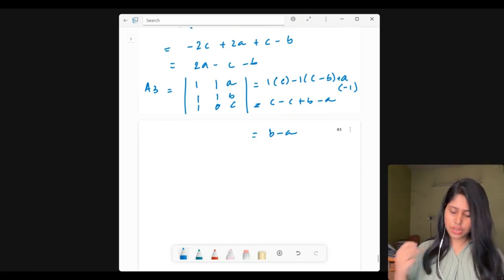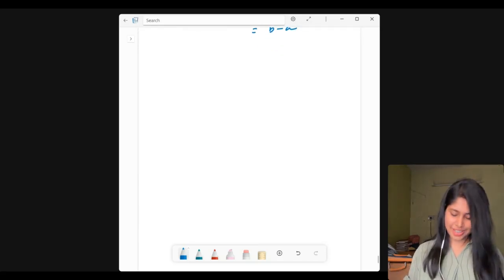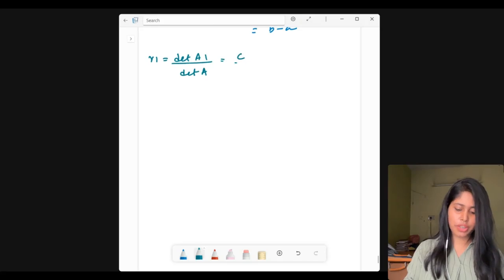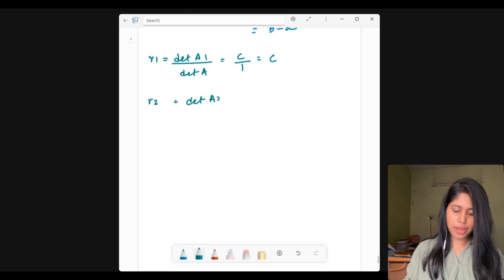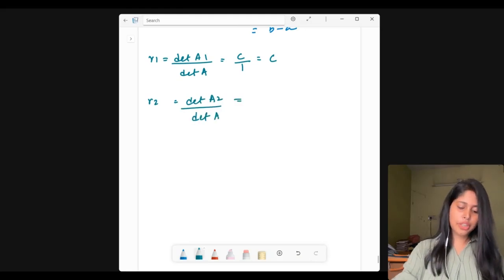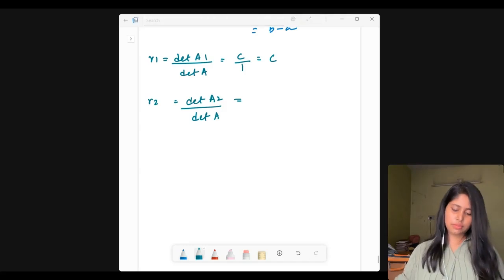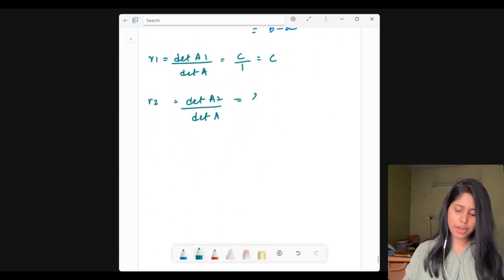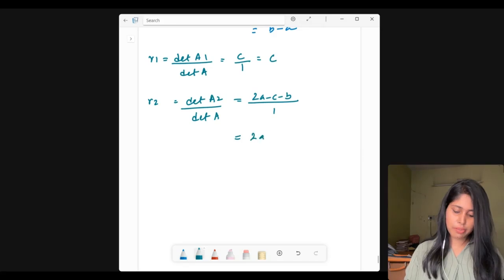Okay, so just write the formula. It will take 2 seconds hardly, right? Like for each. So R1 is equals to determinant of A1 by determinant of A, which is C by 1, is equals to C. And R2 is equals to determinant of A2 by determinant of A. And for determinant of A2, what we got? Yes, 2A minus C minus B, right? So 2A minus C minus B by 1. So it will be 2A minus C minus B.